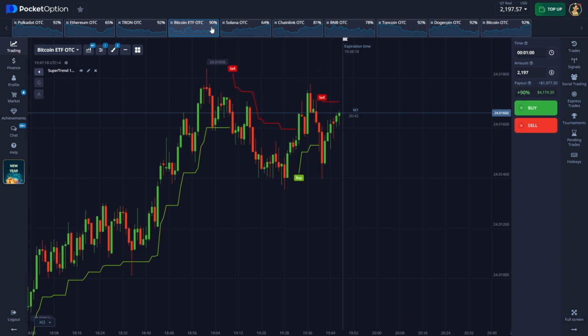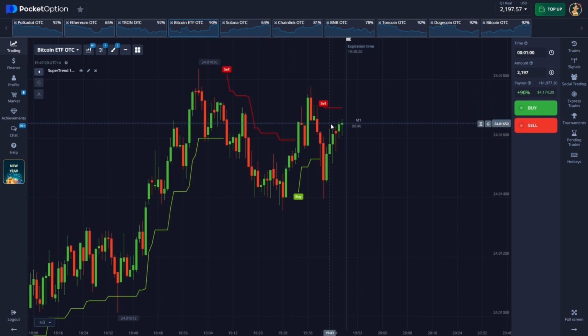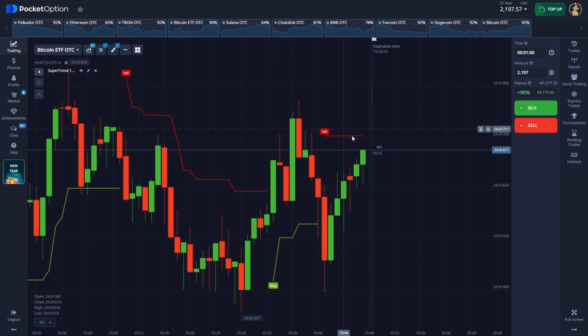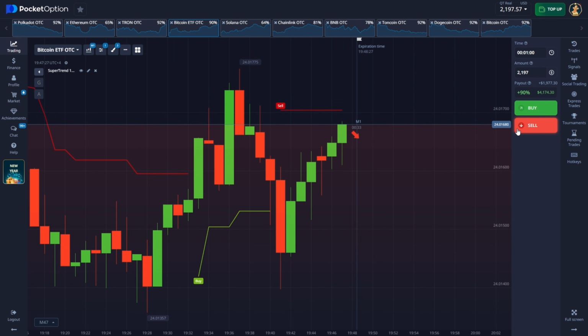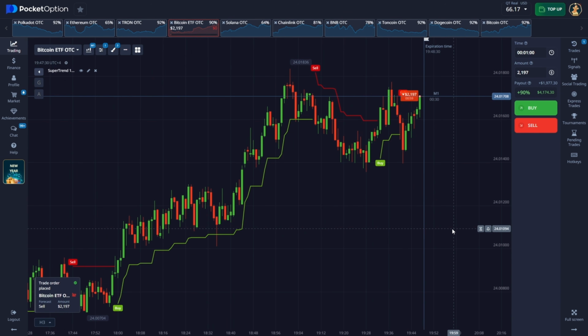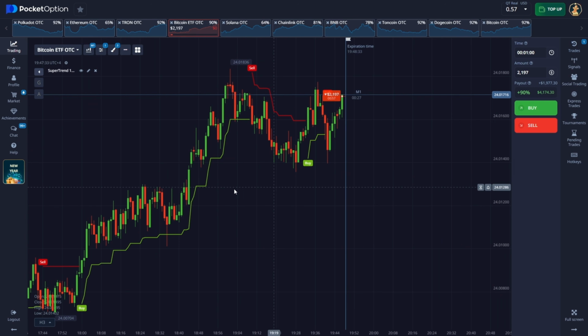On Bitcoin ETF OTC, we have a setup for the downside move. I'm waiting for the right entry. If I get in near the sell level, I'll proceed with the downside move. Okay, I got my entry and placed the trade for the downside move on Bitcoin ETF OTC worth $2,197. As you can see, there's a sell signal and the trade is moving in our favor.